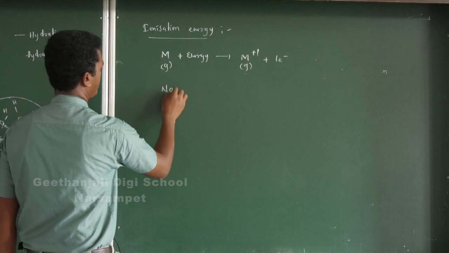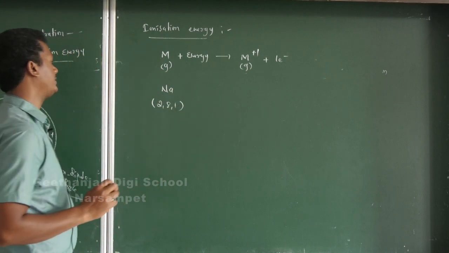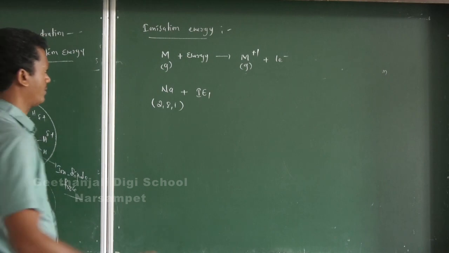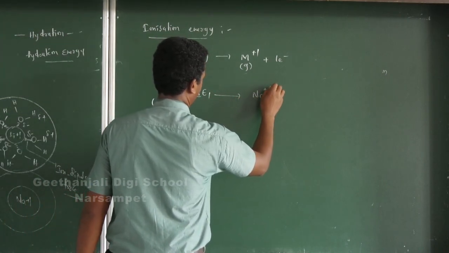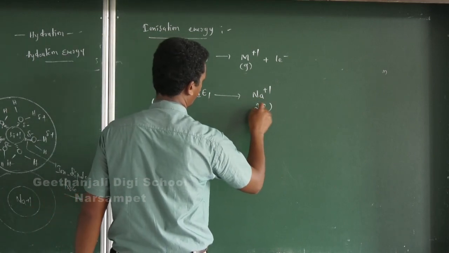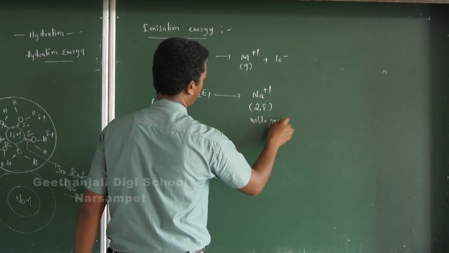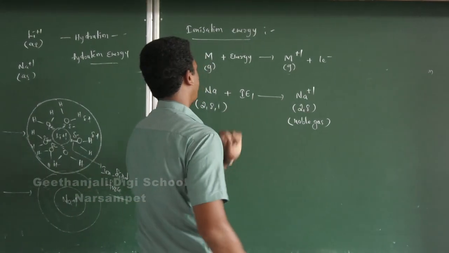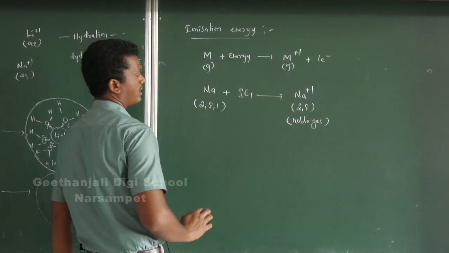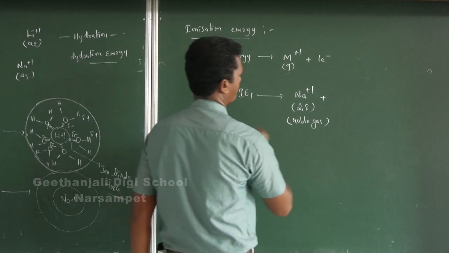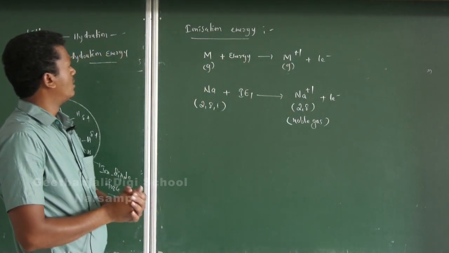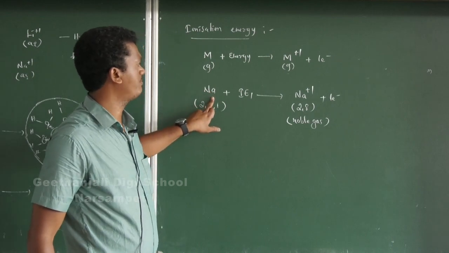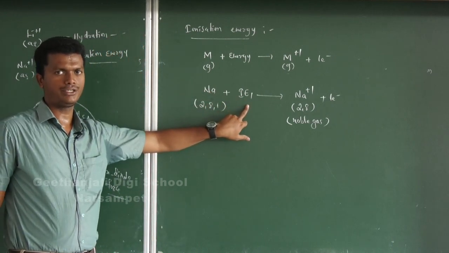For example, take sodium, the configuration is 2, 8, 1. It requires energy, which is called first ionization energy, so that the sodium ion is formed with the configuration 2, 8. This configuration is called noble gas configuration. This is similar to neon configuration, because neon is the nearest noble gas to sodium. The energy required to remove one electron from a neutral isolated gaseous atom is called first ionization energy, IE1.